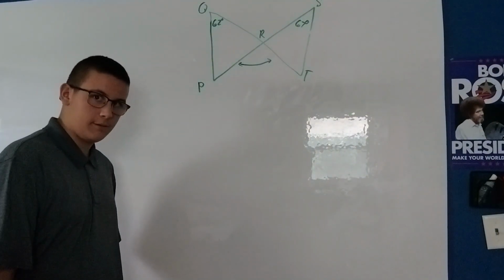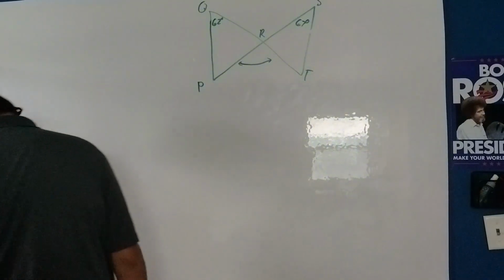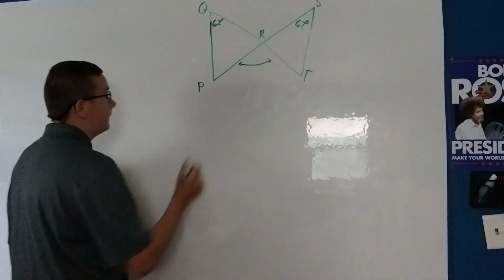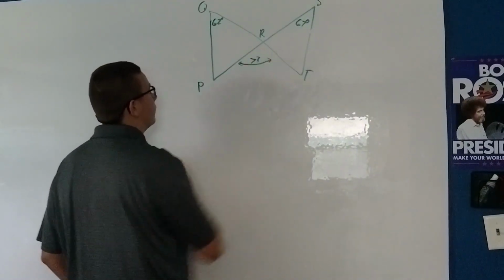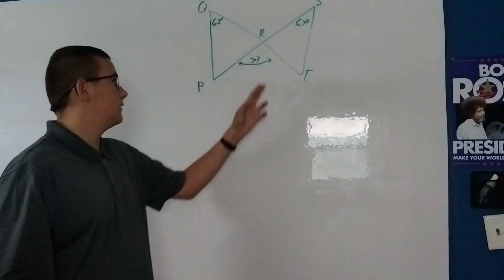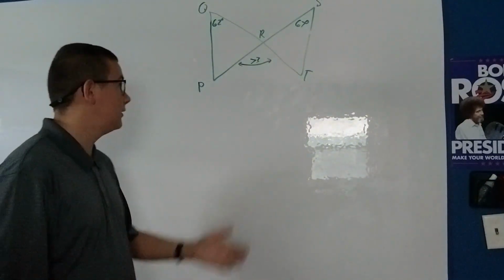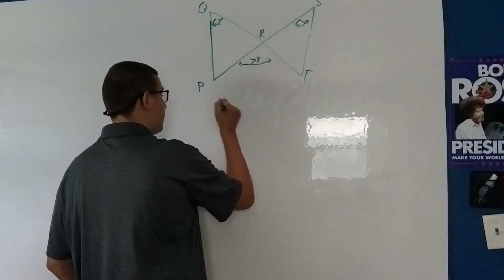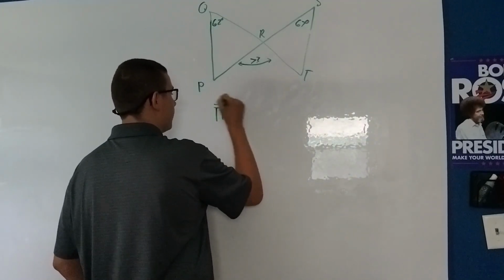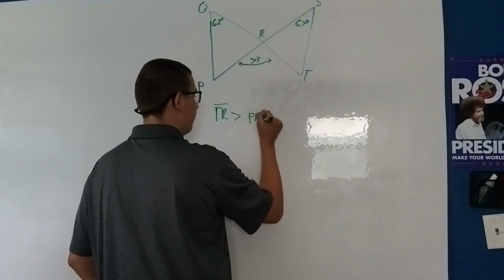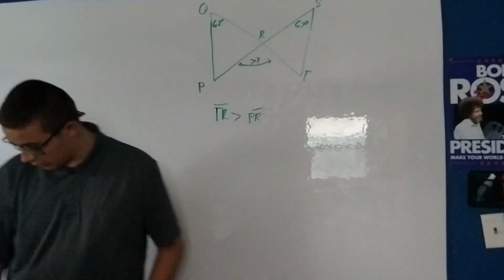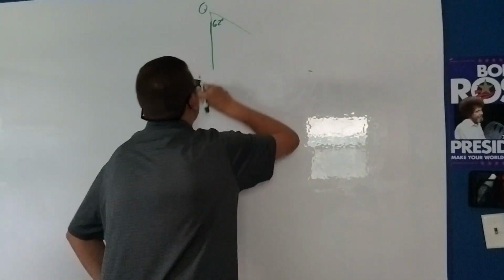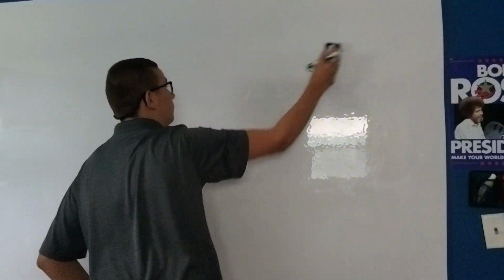No pun intended. I should have changed that. But you can look at this and go, I'm going to put a greater than question mark. You can look at this and go that 67, I hate myself, I apologize, is greater than 62, which means that TR is greater than PR, like that. And that would be your answer on that one.